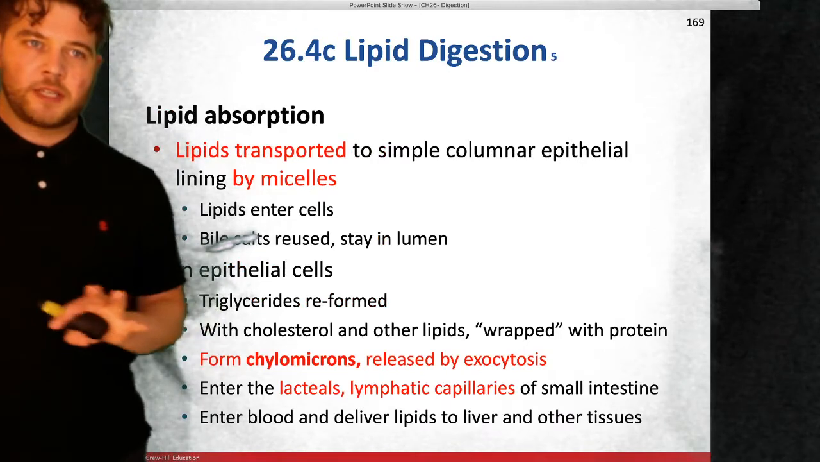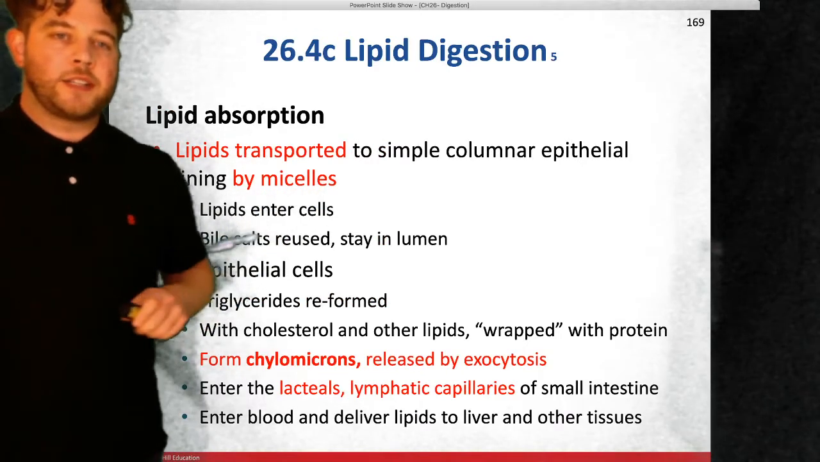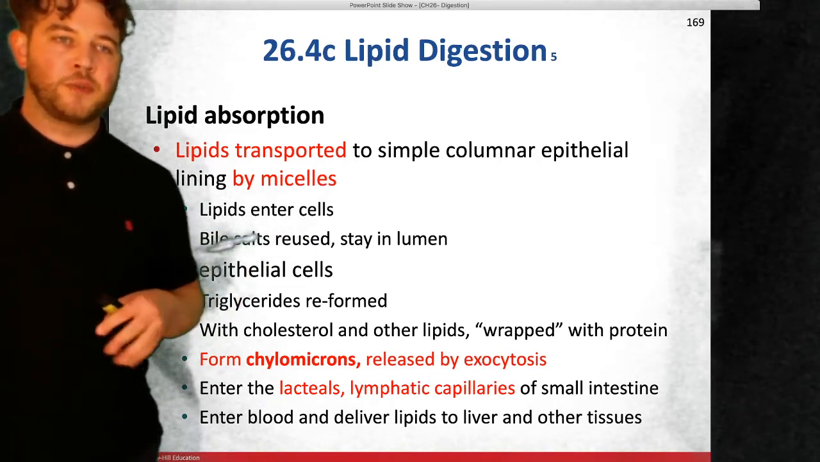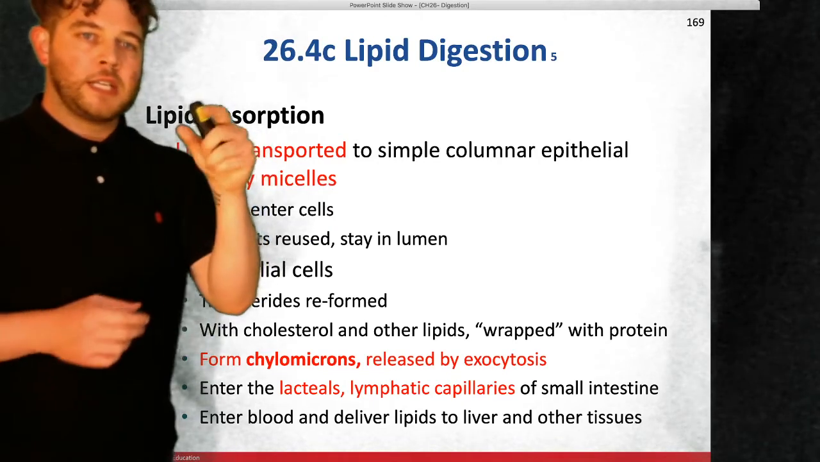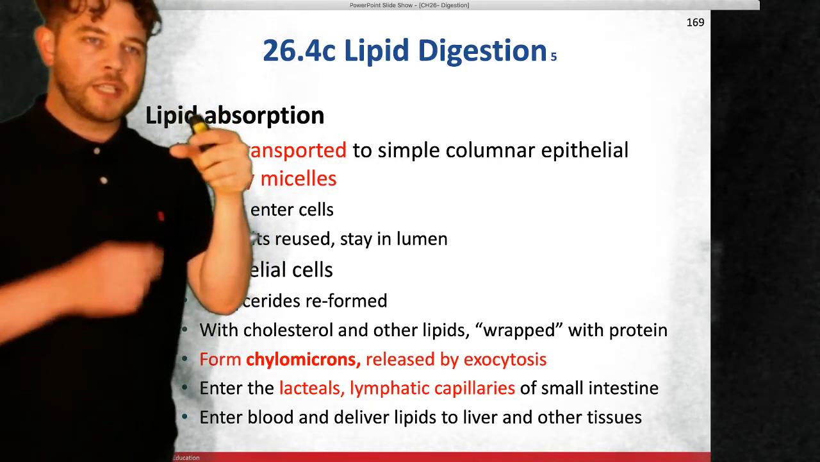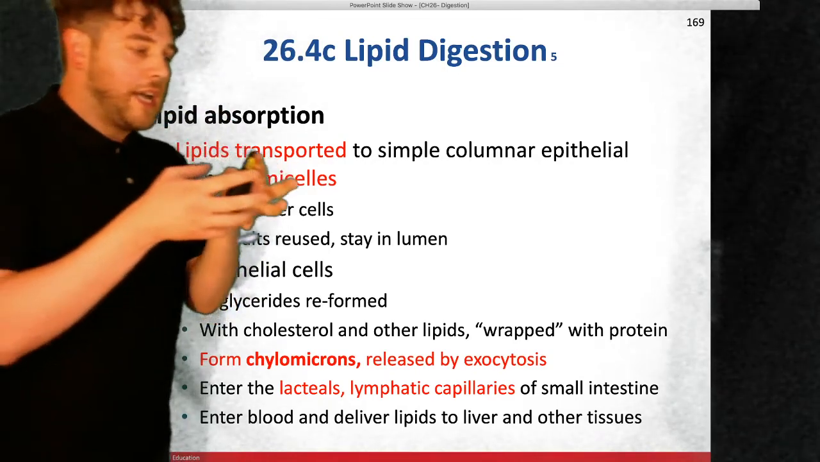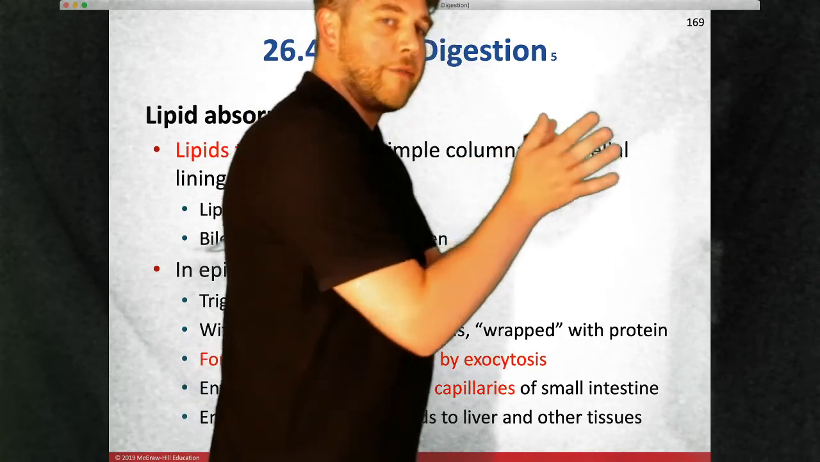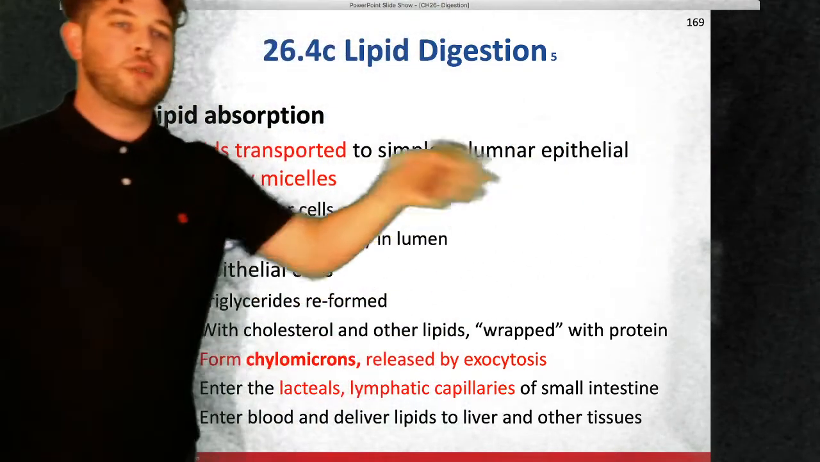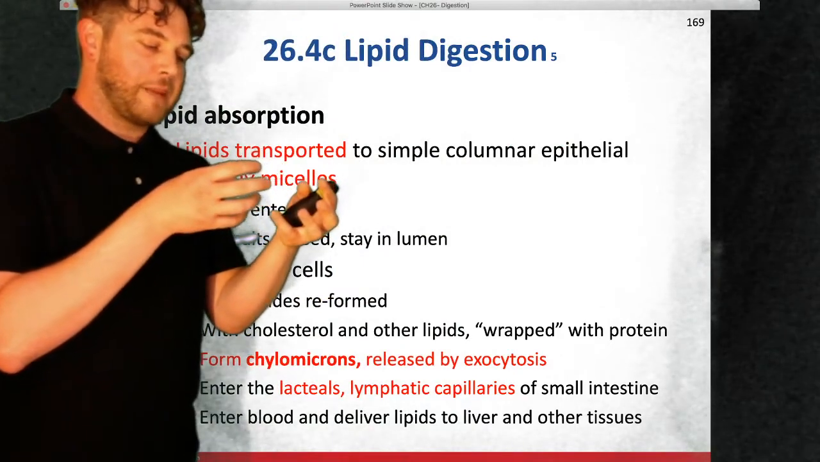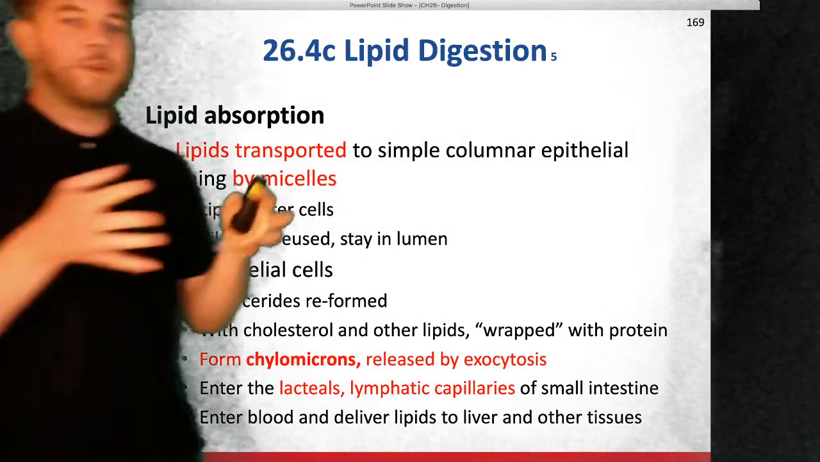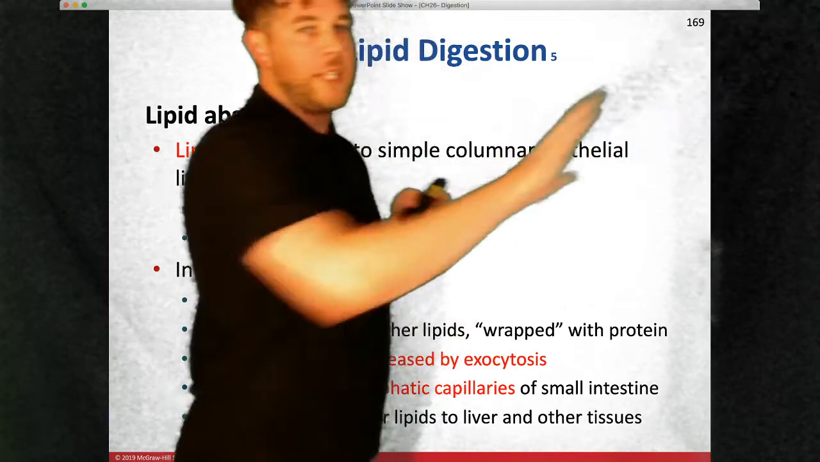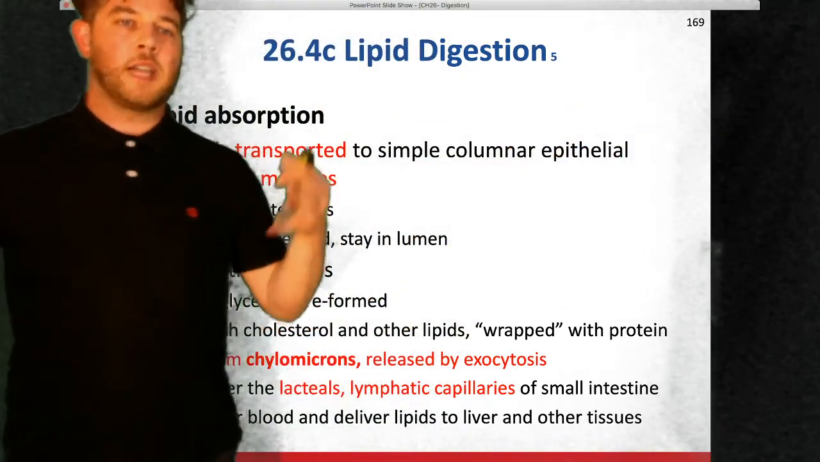So lipid absorption is a little bit different. Lipids are transported to the simple columnar epithelial lining by the micelles. The lipids enter, and the bile salts are reused in the lumen. So essentially, you have this little lipid that's in a micelle, surrounded by these bile salts. That's kind of what a micelle is, right? And so it goes up and approaches the epithelial cell, and the micelle opens and expands and empties the lipid into it. I don't want to say that it binds with the plasma membrane, but it basically creates a seal with the plasma membrane of the cell, so the lipid can be released directly into the epithelial cell and not float into the lumen.